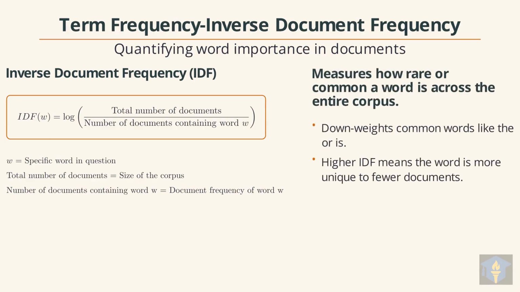IDF tells us how unique or common a word is when we consider all documents in our collection. It effectively reduces the importance of very common words, such as the or is. A higher IDF value indicates that the word is more unique, appearing in fewer documents across the corpus.